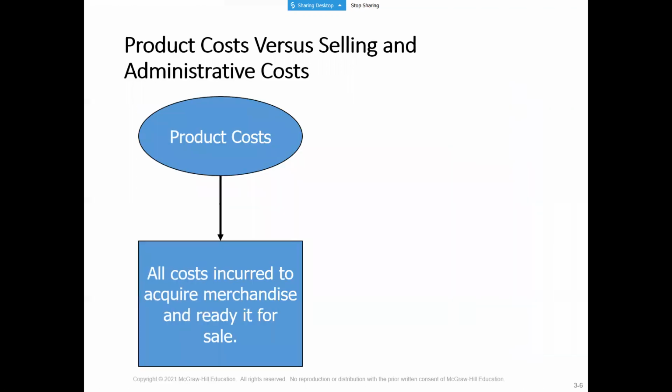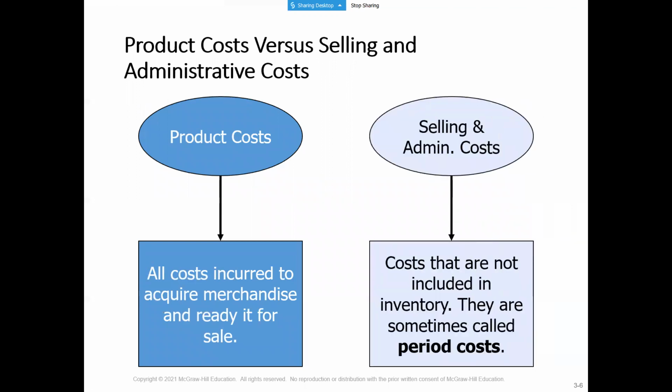So we have product costs, and we have selling and administrative costs. Our product costs are those costs of purchasing inventory and doing anything to that inventory we need to do to get it ready for sale. Maybe pricing it, any kind of stickers, any kind of labels, things like that would be involved in getting goods ready for sale. Selling and administrative costs are costs that are not inventory costs. Basically selling and administrative costs are also called period costs.